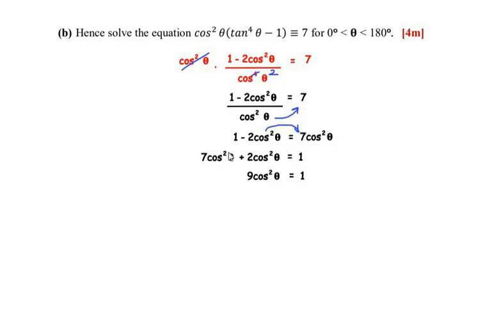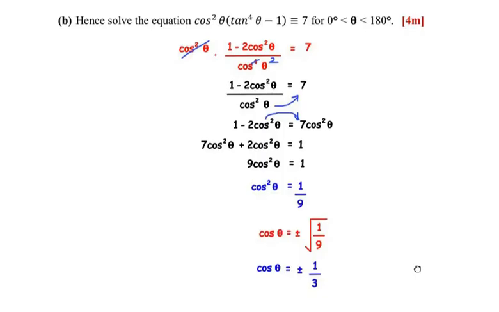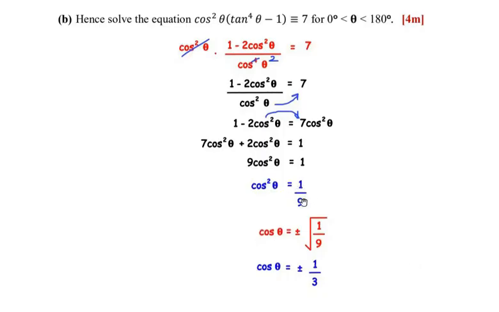So we get 7 cos square theta plus 2 cos square theta is equal to 1. Now these two are like terms. So adding them together gives us 9 cos square theta is equal to 1. Now let us take this 9 on the other side of equal to sign, giving us cos square theta is equal to 1 over 9. Now let us take this square on the other side of equal to sign. So we get cos theta is equal to plus or minus square root of 1 over 9, or cos theta will be equal to plus or minus 1 over 3.